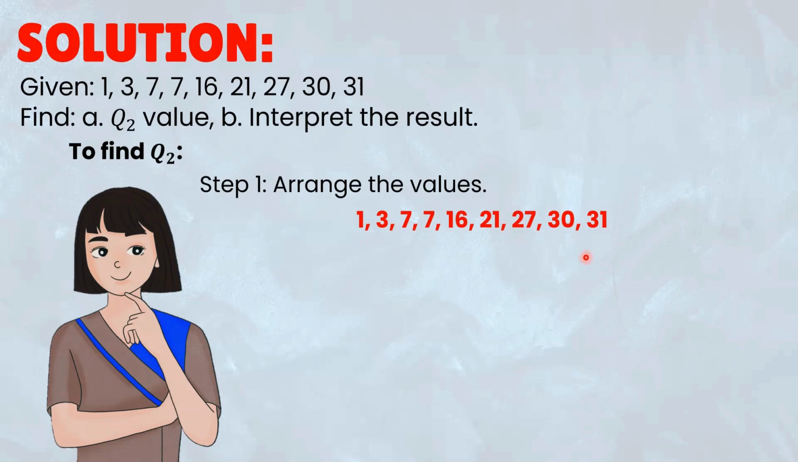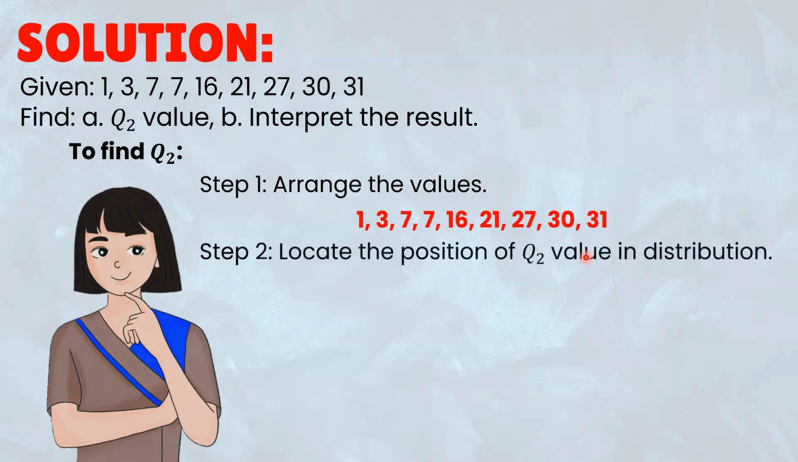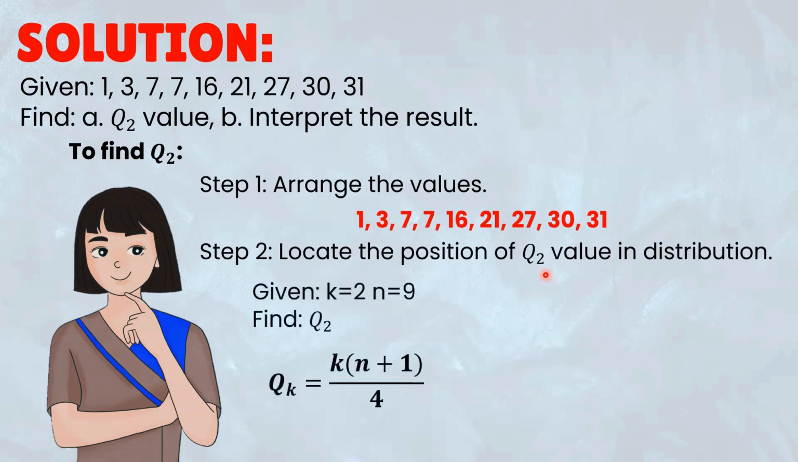Next step, we use the formula for quartiles to locate the position of the quartile 2 value. So we have Q sub k is equal to k times the quantity n plus 1 over 4. We are looking for quartile 2. That's why we have here Q sub 2, and our k value is equal to 2. As you notice, n is equal to 9 because there are 9 values in our data set.